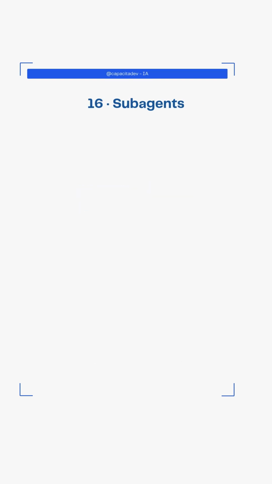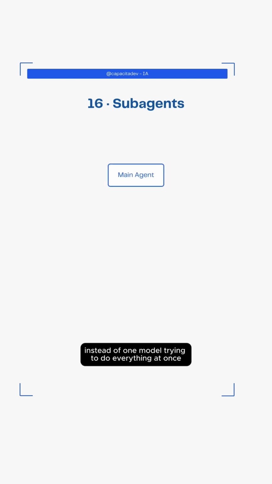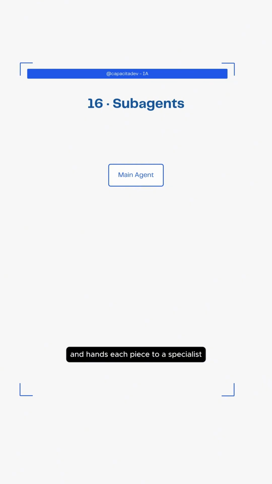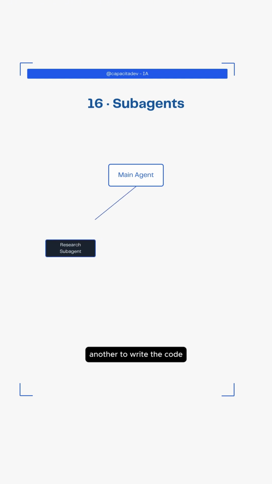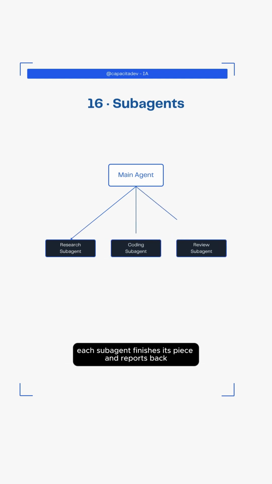Subagents are smaller, focused agents that a main agent delegates work to, instead of one model trying to do everything at once. The main agent breaks the task apart and hands each piece to a specialist. Think of a main agent building a feature. It sends one subagent to research the right library, another to write the code, and a third to review that code for bugs. Each subagent finishes its piece and reports back, and the main agent combines the results into one final answer.